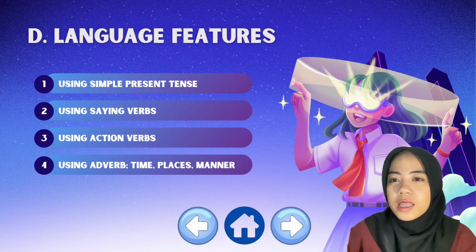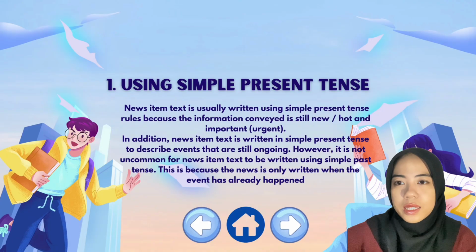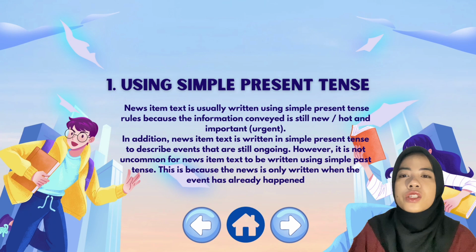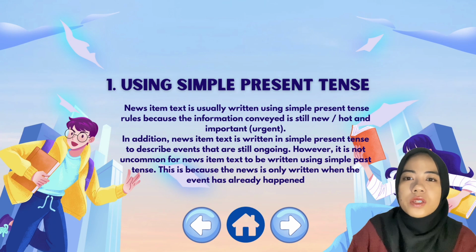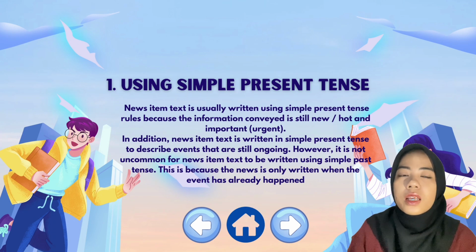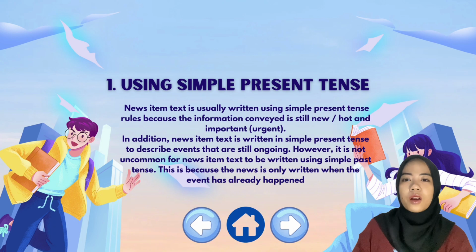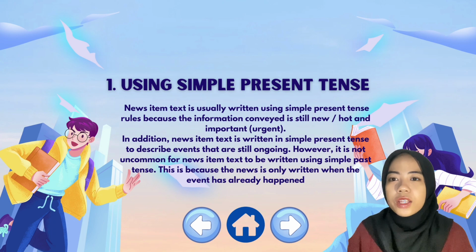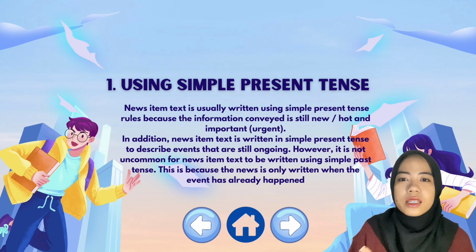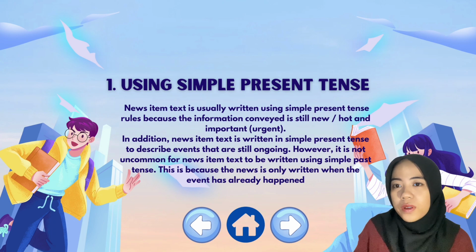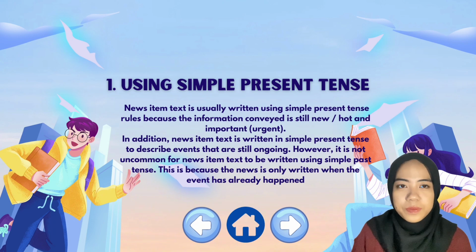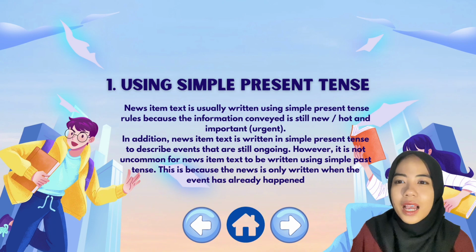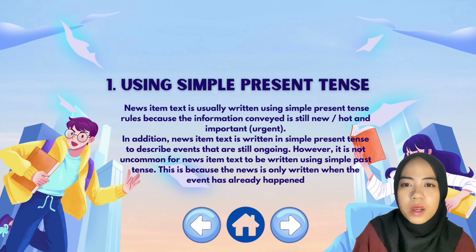The first is using simple present tense. News item text is usually written using simple present tense because the information conveyed is still new or hot or important. In addition, news item text is written in simple present tense to describe events that are still ongoing. However, it is not uncommon for a news item text to be written using simple past tense.